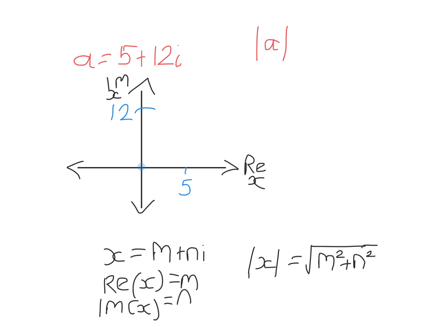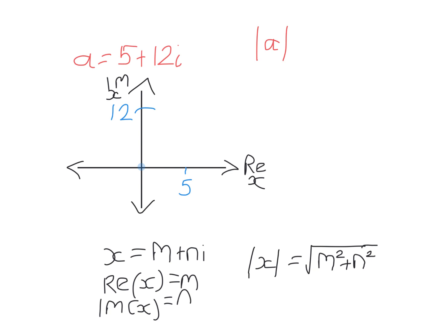Well, what we're going to do is look at a random complex number, x equals m plus ni. The real part of x is just the real number by itself. The imaginary part of x is the coefficient of i. We can graph x, this complex number, on what's known as the Argand diagram. The real part goes on the horizontal axis, the imaginary part goes on the vertical axis. We are going to calculate the size of a complex number as just the square root of m squared plus n squared, the square root of the real part squared plus the imaginary part squared.